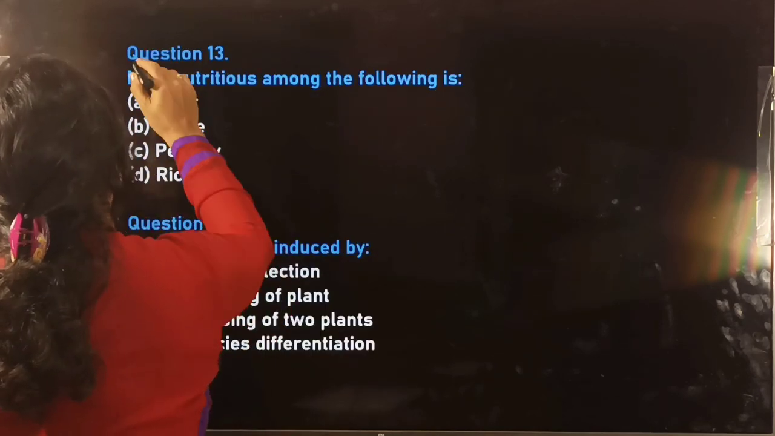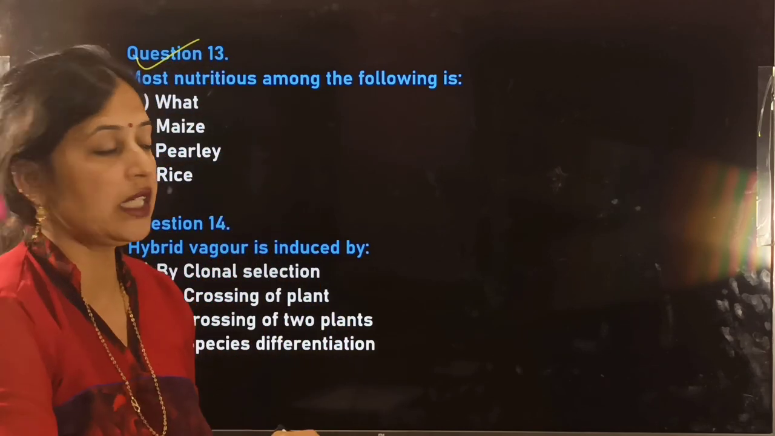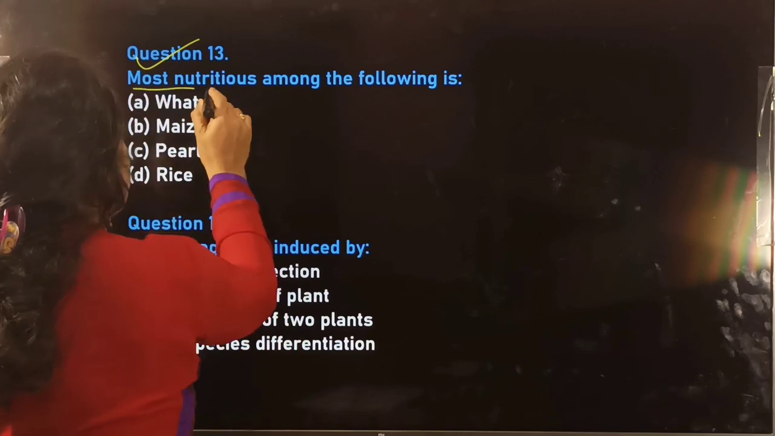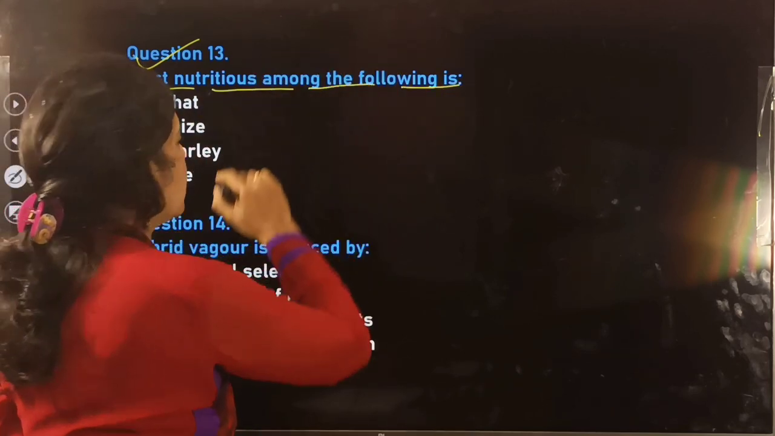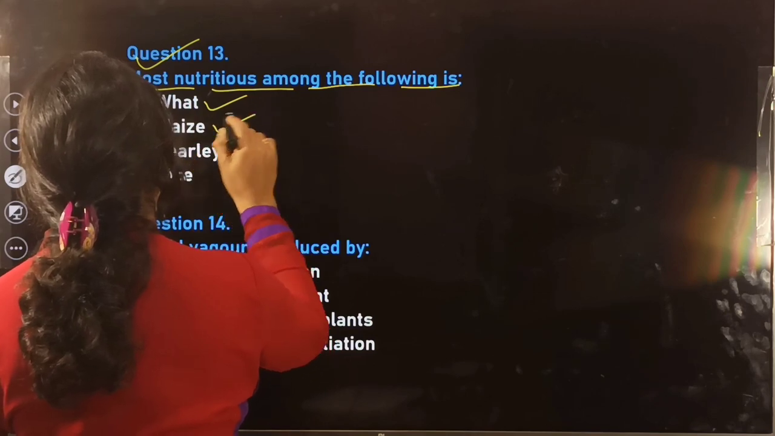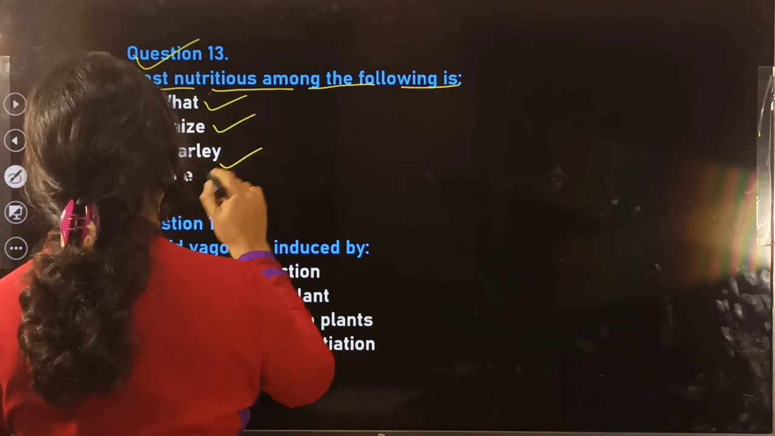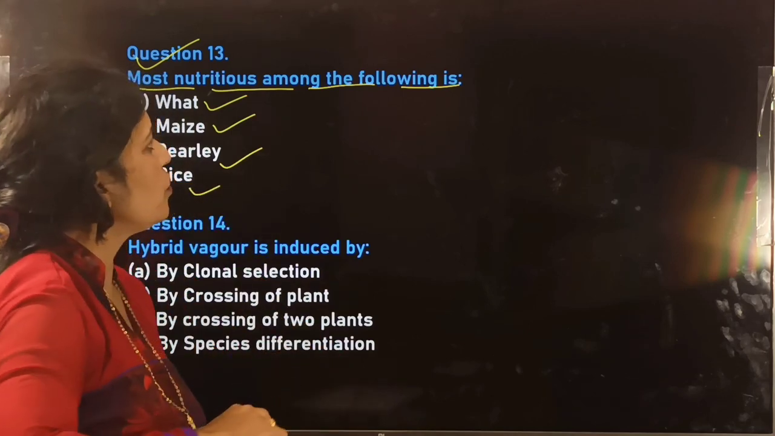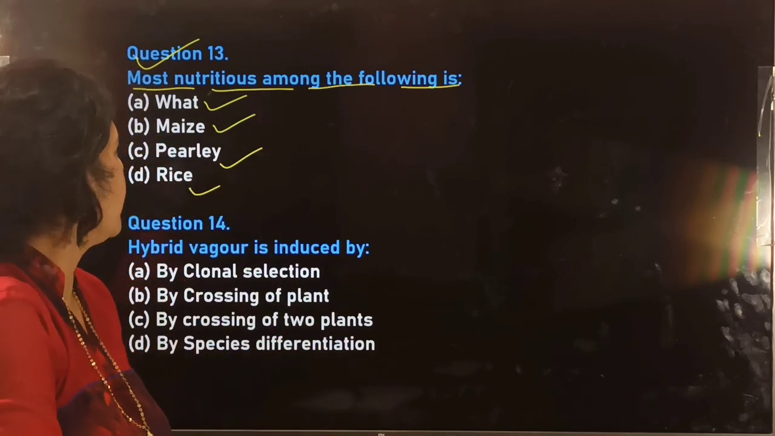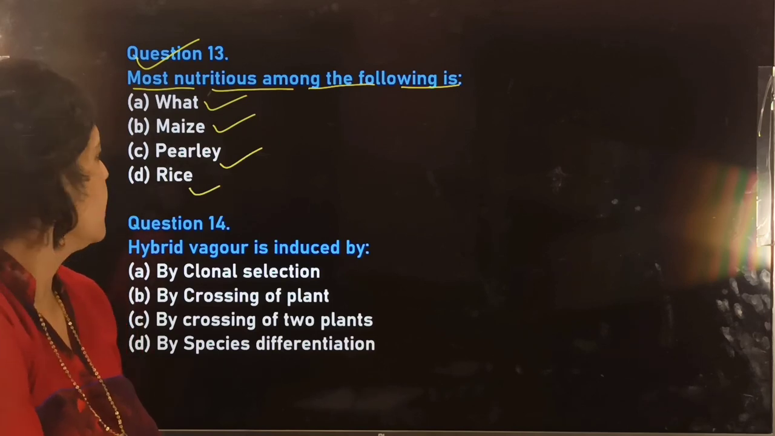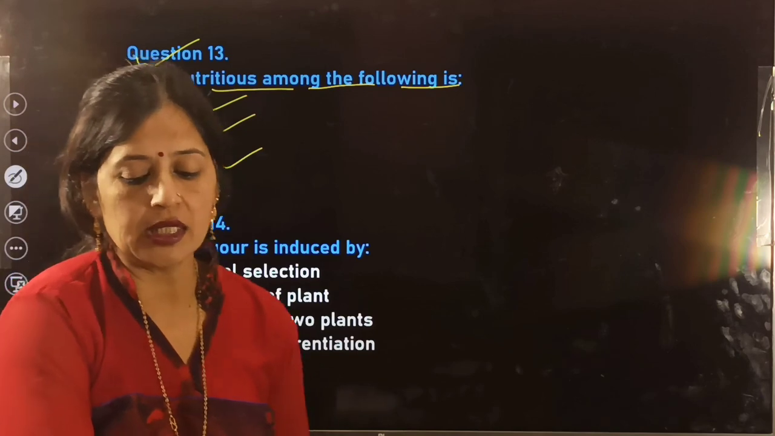Now shift to the question number 13, and your question number 13 is, most nutritious among the following. Option A is wheat, B maize, C barley, and D is rice. Most nutritious among the following is wheat, maize, barley, or rice. It is the question number 13.